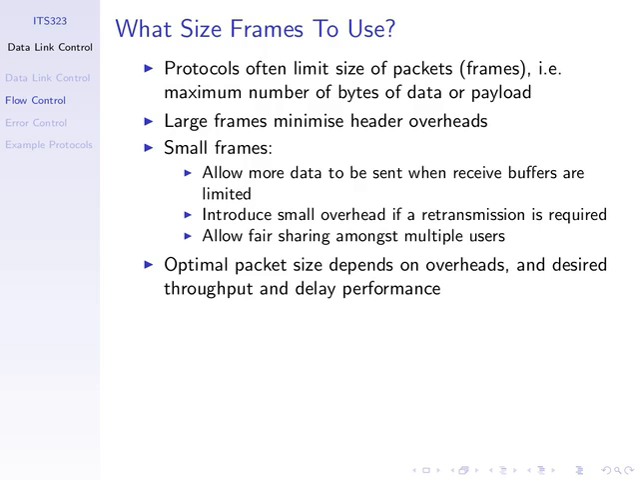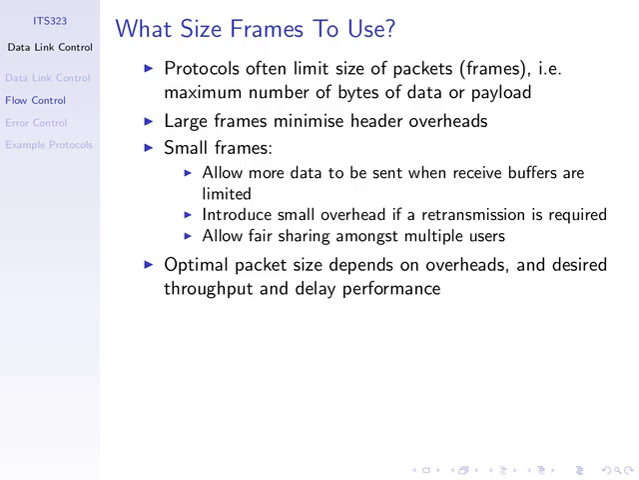Let's do the same with a smaller frame, a frame with 100 bits of data. I still want to transmit 10,000 bits of real data. How many frames do I need? 100 frames. Each frame contains 20 bits of header, so the total overhead will be 100 times 20, which is 2,000 bits. Larger frames minimize the header overheads. Just keep considering these two examples. This is better because we have less overhead. This is worse because to transmit the same amount of real data, we need to transmit more overhead. Less efficient. The lower the efficiency, the lower the throughput. That's the first point here.